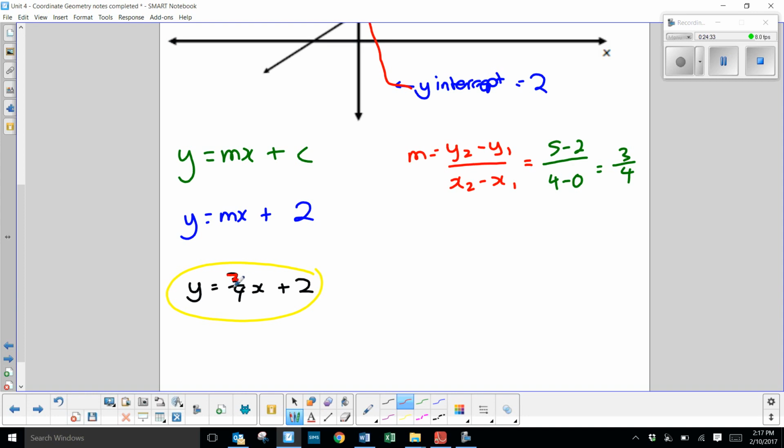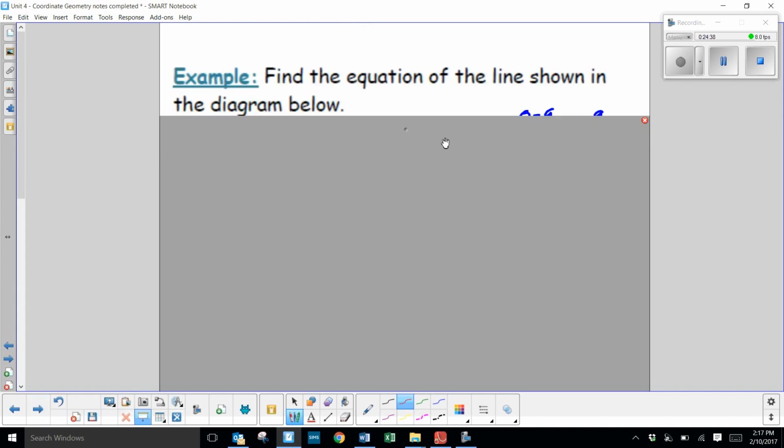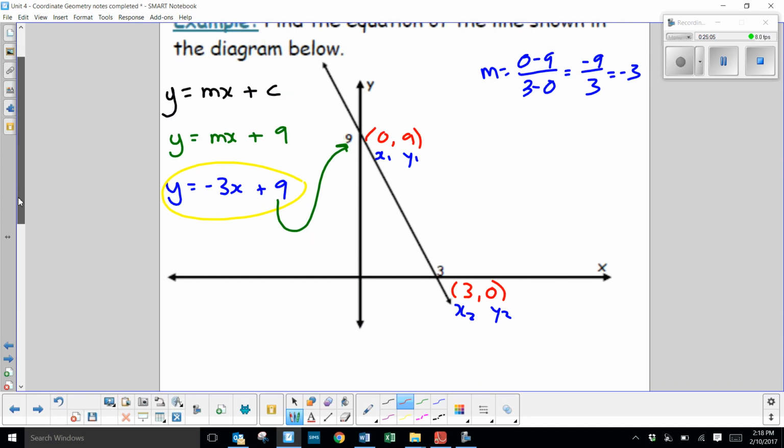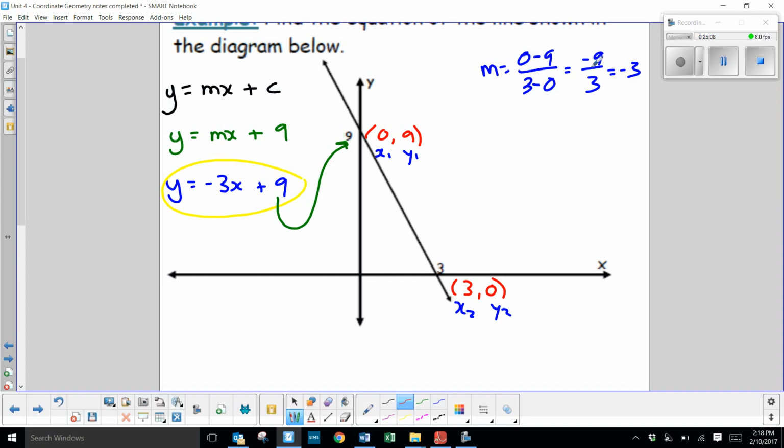So another one, find the equation of the line shown in the diagram below. So we've got the y-intercept again, so we know that c is 9. So y equals mx plus 9 because we know the y-intercept. We need to calculate the gradient. So the y-intercept would have the coordinates 0, 9 because x equals 0. The x-intercept would have the coordinates 3, 0. Sub that into your gradient equation, and then you'll end up getting -3. So just y equals -3x plus 9 for this one. And that one's done.